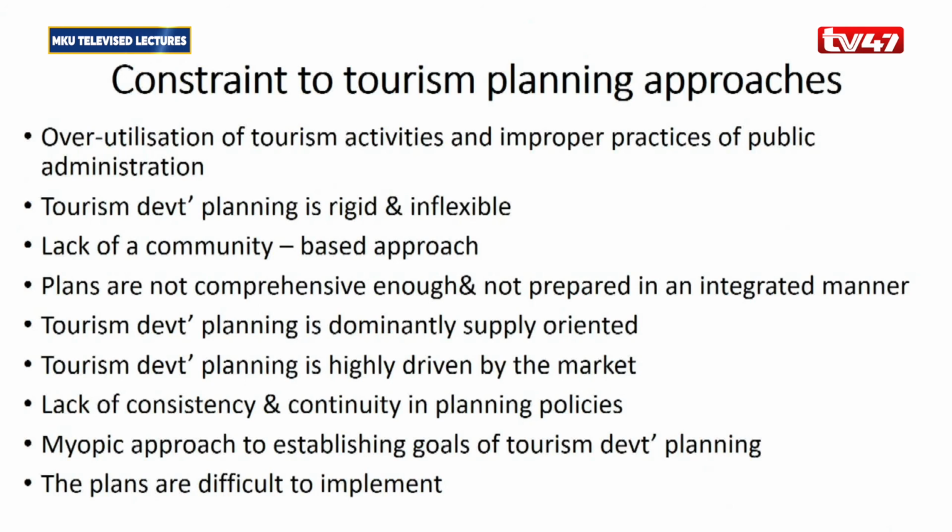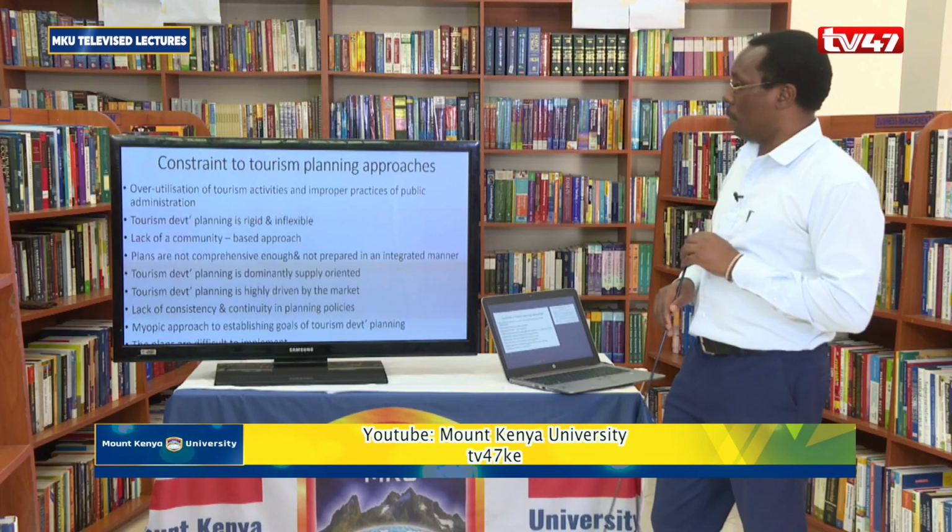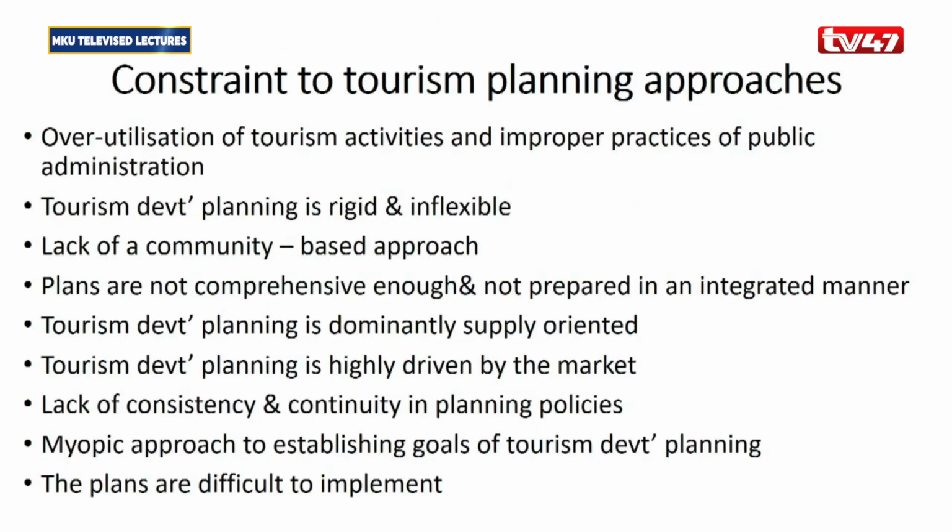There are quite a number of constraints that affect the tourism planning approaches, and I'll just single out some few. For example, the first one is overutilization of tourism activities and improper practices of public administration. So if tourism is not planned appropriately, then you'll have what we call overutilization of tourism activities, where you have more than you can hold. And in tourism, we always talk about identifying the carrying capacity of a destination.